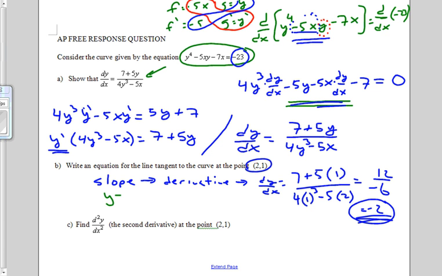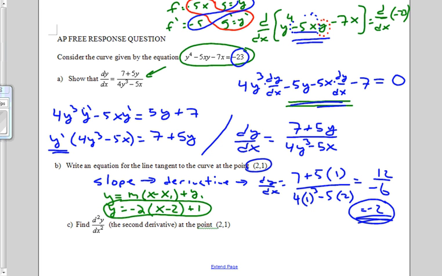Tangent line. We have y equals m times x minus x1 plus y1. The slope we just found is negative 2. Our x point is 2, and our y point is 1. There's an equation for my tangent line. Done.